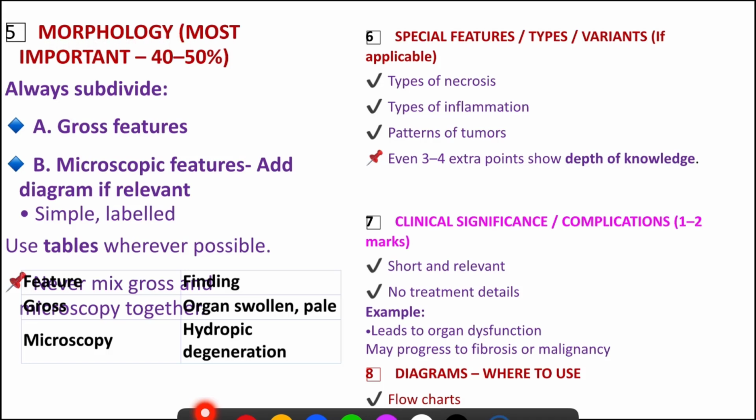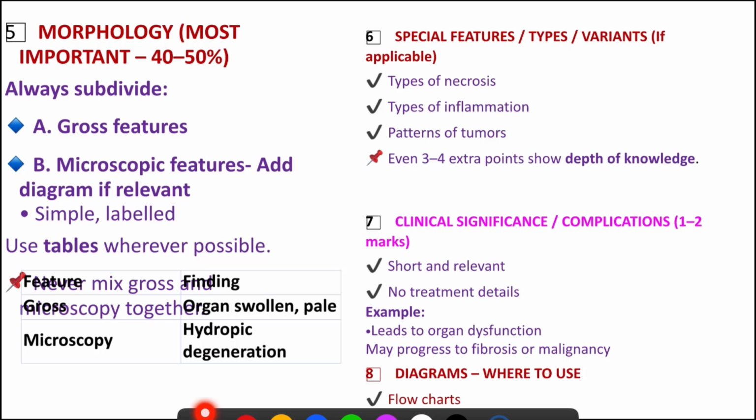Morphology, very important. It covers 40 to 50% marks of any particular long answer. So divide into gross features and microscopic features. Along with these features, add a diagram if relevant, which should be simple and labeled. Labeling is important, right? In the morphology, you can use a table wherever possible, like here gross and microscopic features you can write in table form, so that it will be easier for the examiner to check the paper.